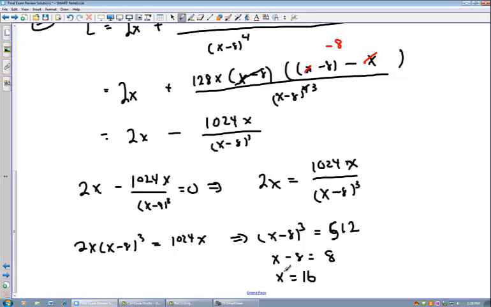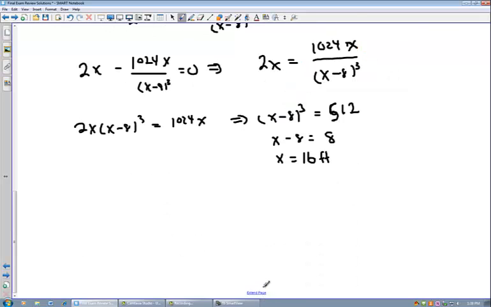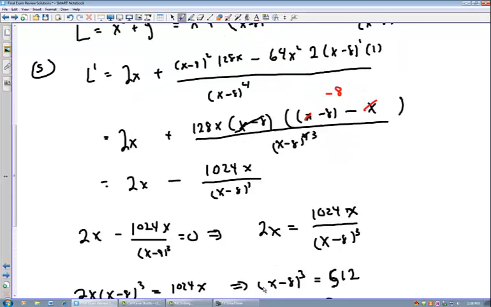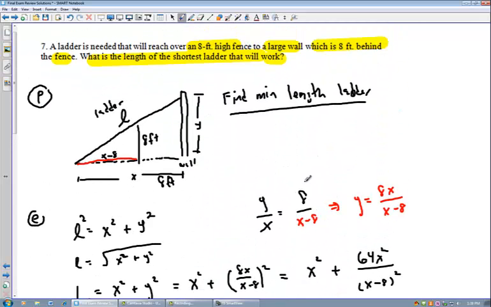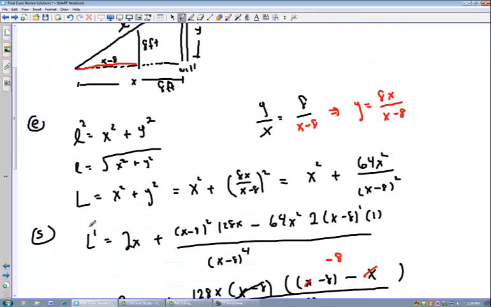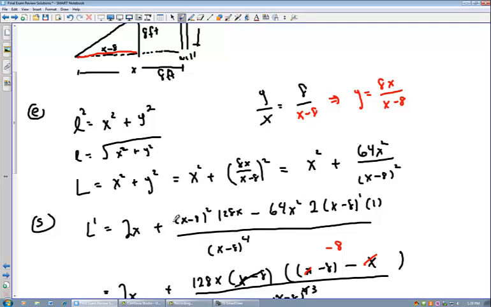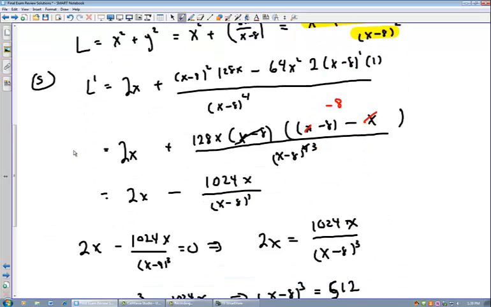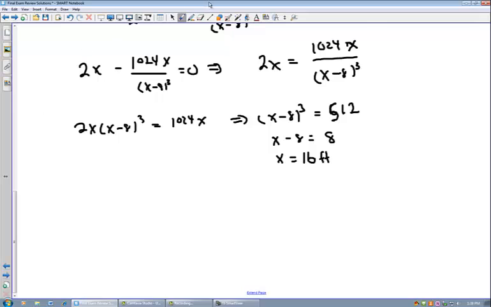I've forgotten the units that we're in, so I need to look back up at the original problem. And we're in feet, so that should be 16 feet. But is that what I need to find? So I go back up, and up here it said find the min length of the ladder. So I need to find this little l. What I found was what x was equal to. And so what I can do is plug into this formula right here and find capital L, and then I can take the square root of it to find little l.